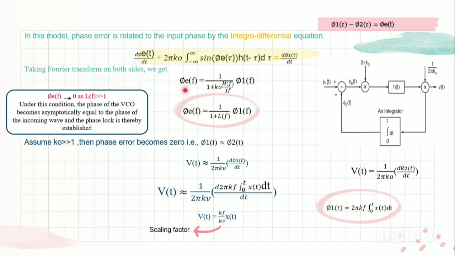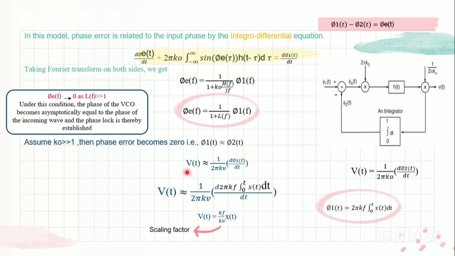Now coming to the equation, taking the Fourier transform on both sides, we get φₑ(f) = 1/(1 + K₀H(f)/j f) × φ₁(f). Replacing the term K₀H(f)/jf as L(f), and assuming that L(f) is much larger than 1, under this condition φₑ(f) tends to 0. So the phase of the VCO becomes asymptotically equal to the phase of the incoming wave, and phase lock is thereby established. Now assume our K₀ is much larger, then our phase error becomes 0, that is φ₁(t) is approximately equal to φ₂(t).